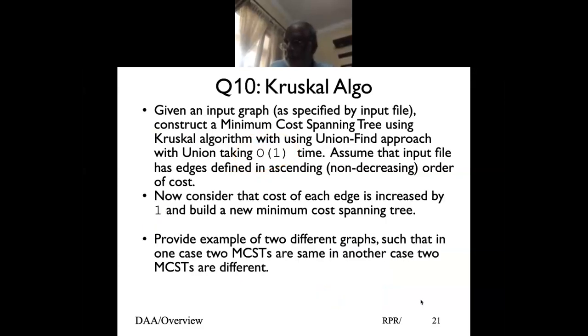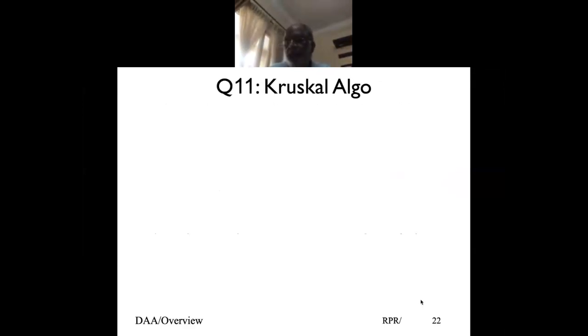So given the graph, build a spanning tree using union taking order one time. Remember, Kruskal takes two approaches, either union takes order one time or find takes order one time. So the first assignment is union taking order one time, build a spanning tree. Now change the edge cost and see if you get the same spanning tree. The job is to give two examples, one where the spanning tree remains the same, and another where the spanning tree changes, and I can work out a simple example and send you that.